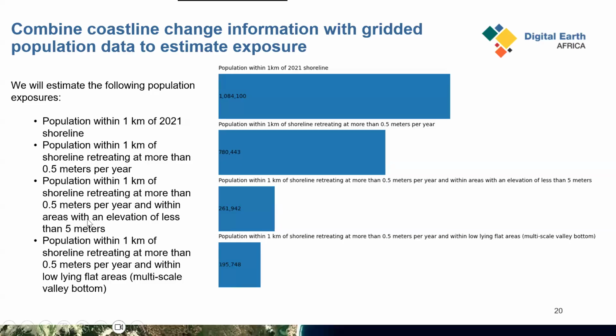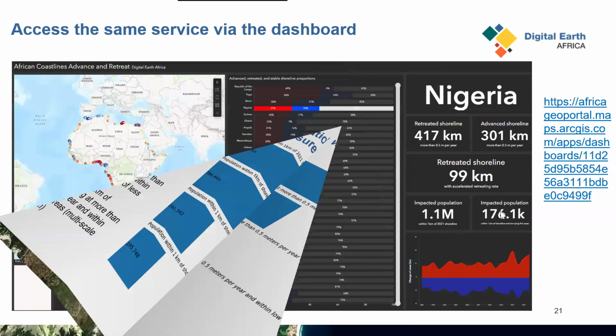The same we can say for the population that is on the shoreline within a retreat of less than 0.5 meters, but with an elevation of more than 5 meters. I mean, the risk is a little bit low, and the same we can do all these statistics and try to inform or to prioritize the intervention per each area.